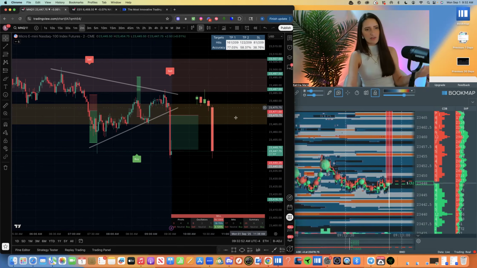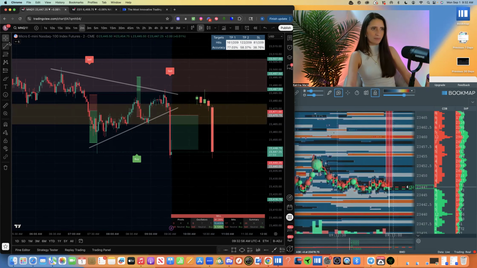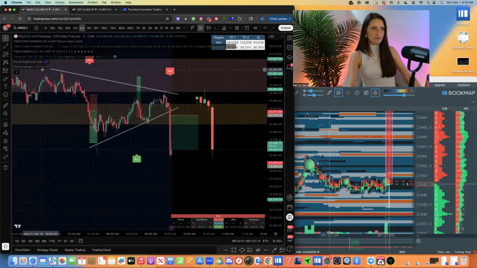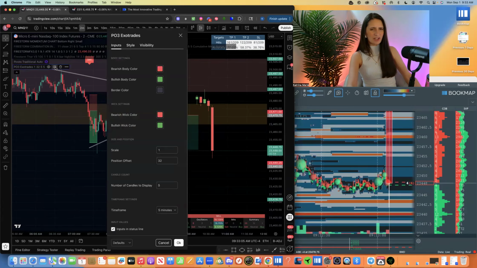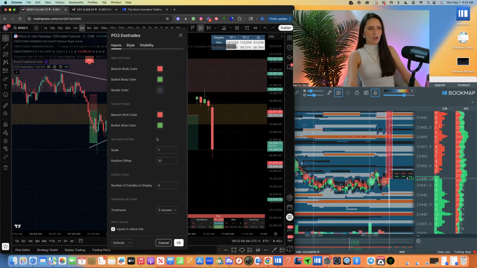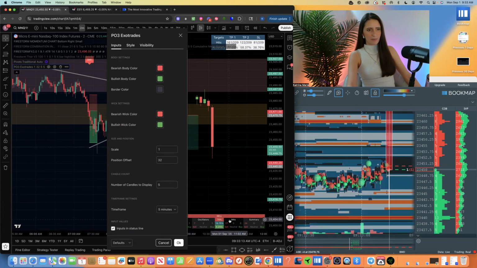Well, anyway, you can see the 5-minute chart here, for those that are just popping on. I use the PO3 Exo trades. This is my settings for it. Oh, it's a free indicator. I think it's by Simon 1400, it said. But this is my settings for it.